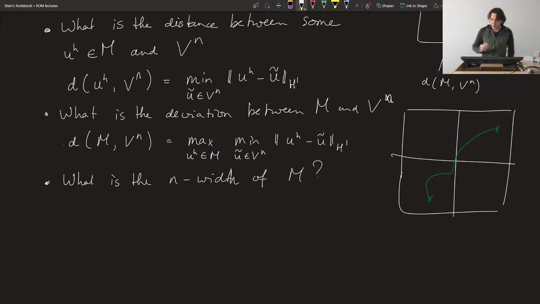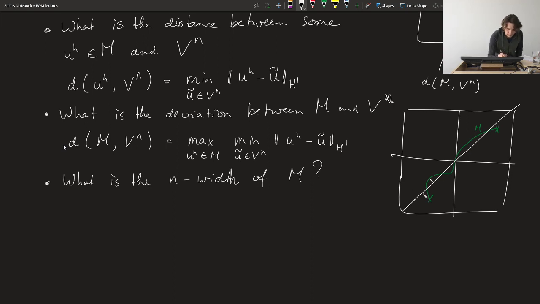So the n width of M, and again, this green line is N, would be, given the best possible lower dimensional subspace, and that might look something like that. Given this best subspace, what is then that distance? So in this graph, that would either be this distance or this distance, which, if this was a proper drawing, would be the same. And that is what we define as the n width of M.